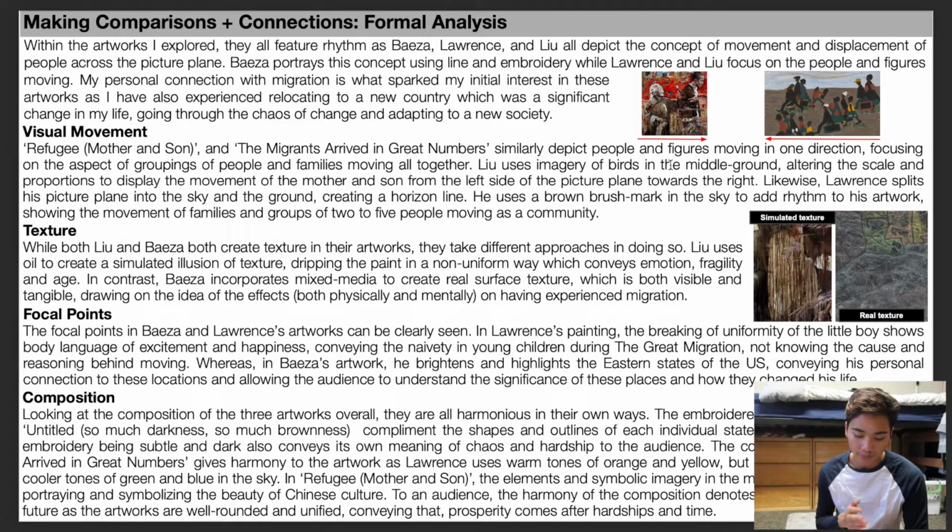And then for formal analysis, after you analyze each artwork separately, you have to do a formal analysis on all 3, making connections and comparisons. So I talk about how they all depict the concept of movement and displacement of people across the picture plane. And the 4 key ideas or themes that I chose were visual movement, texture, focal point, and composition. So comparing these 4 elements within the 3 artworks.